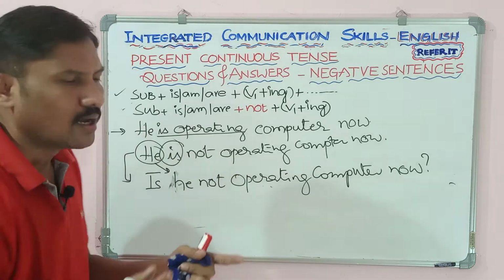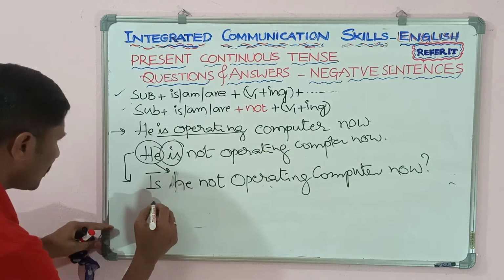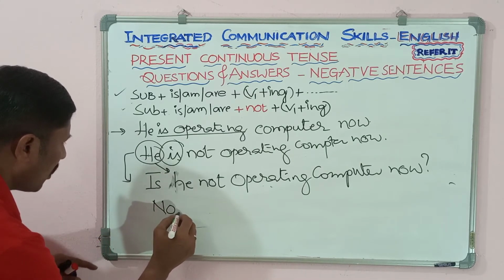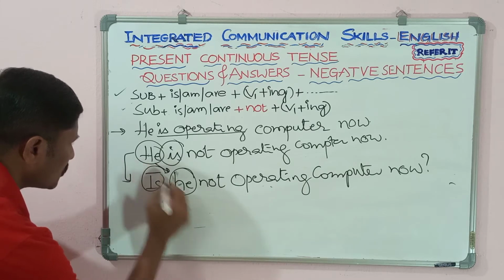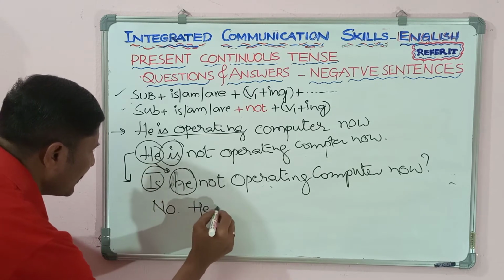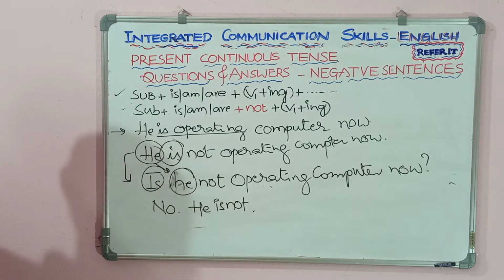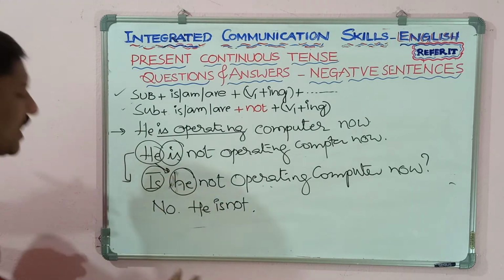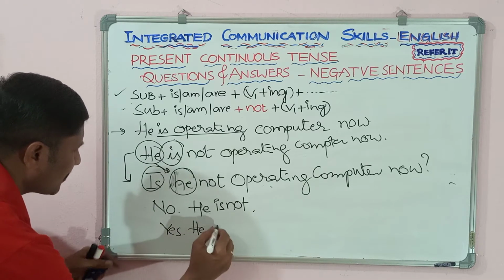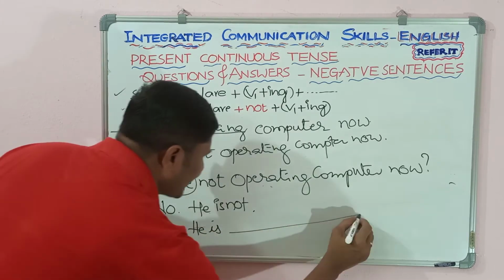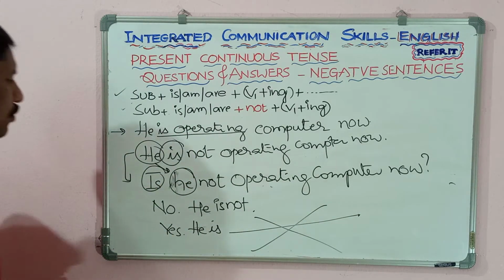If it is yes, write yes, or it is no, write no. Like this, no, no. What is the subject? He. No, he isn't. No, he isn't, or no, he is not. If he operates really, then it will be the answer yes, he is. You need not write the complete answer, okay? Don't write. So this is the answer for that question.